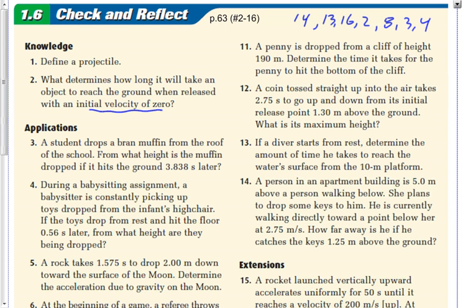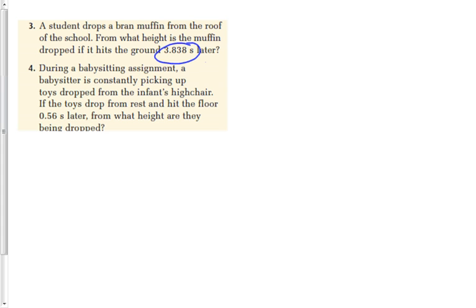Number 3. A student drops a bran muffin from the roof of the school. From what height is the bran muffin dropped if it hits the ground 3.838 seconds later? Here's our time, 3.838 seconds. Is that all I have? Okay, it's time to get to work. You're reading between the lines, masters here. Seth? We have VI as what? Good. Starts at rest, right? Good. Acceleration is negative 9.81.